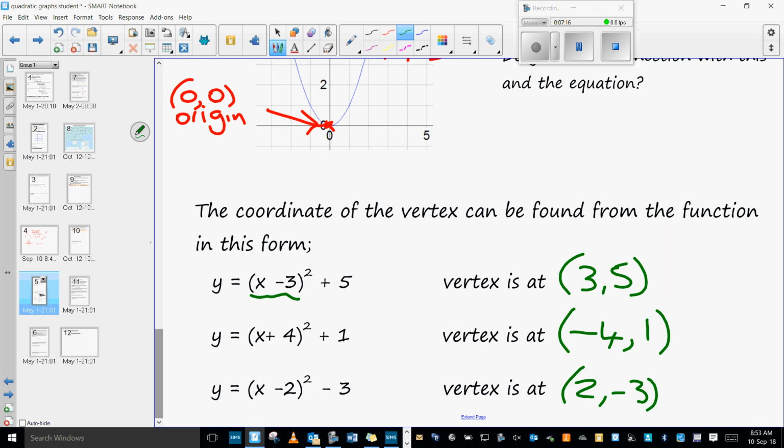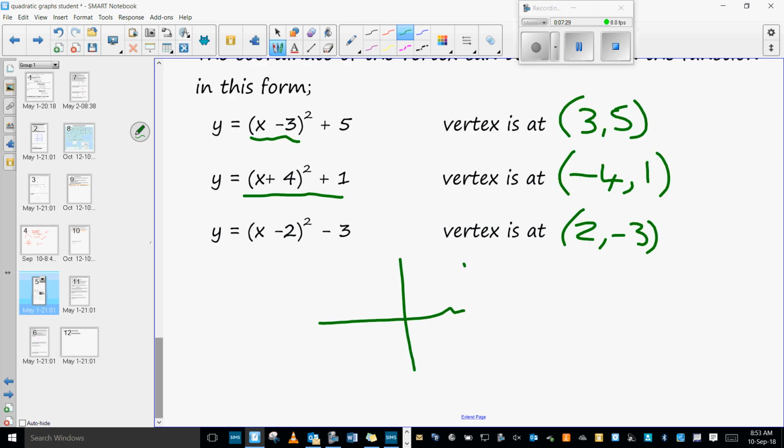Okay? So if I was asked to sketch this, and I mean sketch, I could draw a set of axes. I know that my vertex is at negative 4, 1. And I know it's a positive happy curve because there's no negative sign there. That was pretty bad, but I could do that, couldn't I? I know that that's what it was going to look like.